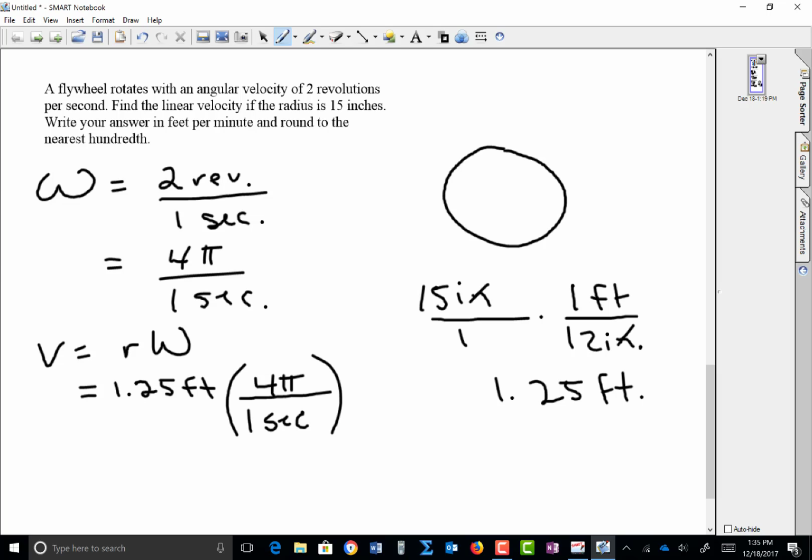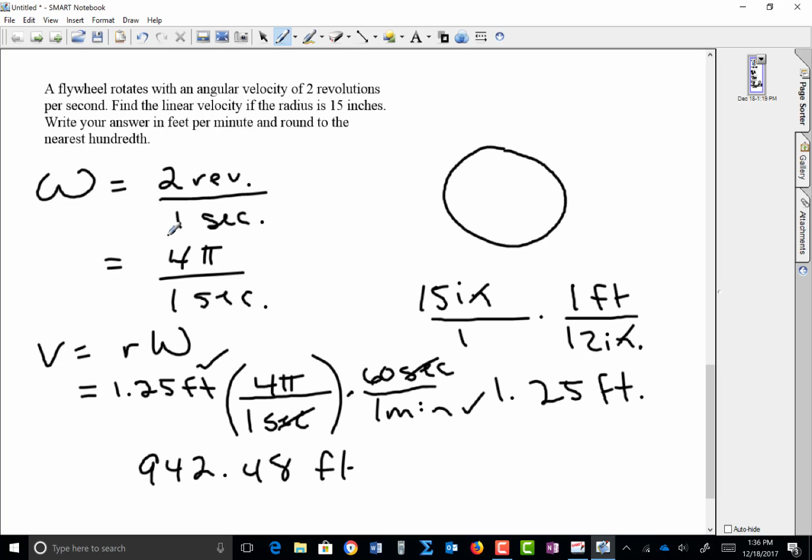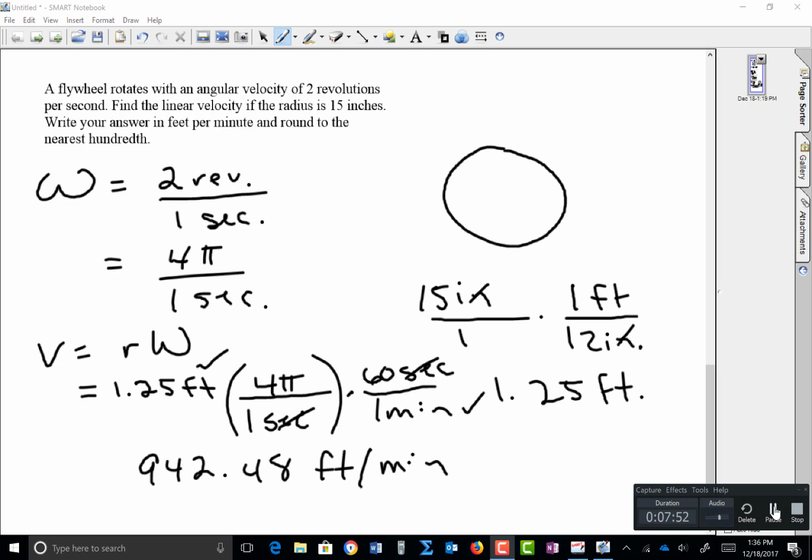We already have feet. So we know that 60 seconds is 1 minute. So that makes the seconds cancel, and I'm left with feet and minute. So 1.25 times 4 pi times 60, and I'm going to go ahead and round so that I get 942.48 feet per minute. It says round to the nearest hundredth. So I've got an answer that is now in feet per minute.